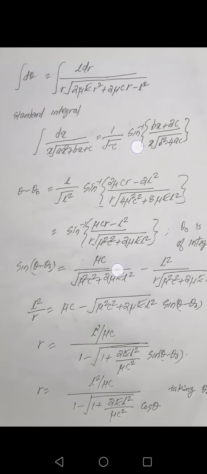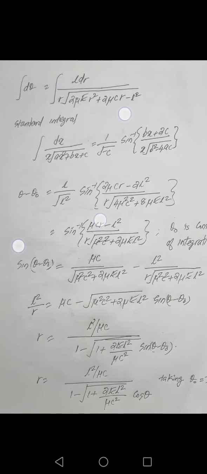So it will look like this: d theta is equal to L dr by r into square root of 2 mu E r square plus 2 mu C r minus L square. Now I am taking the integral on both sides, so it will be integral d theta is equal to integral L dr by r square root of 2 mu E r square plus 2 mu C r minus L square. So now I want to calculate the integral. For that I am using the standard integral.